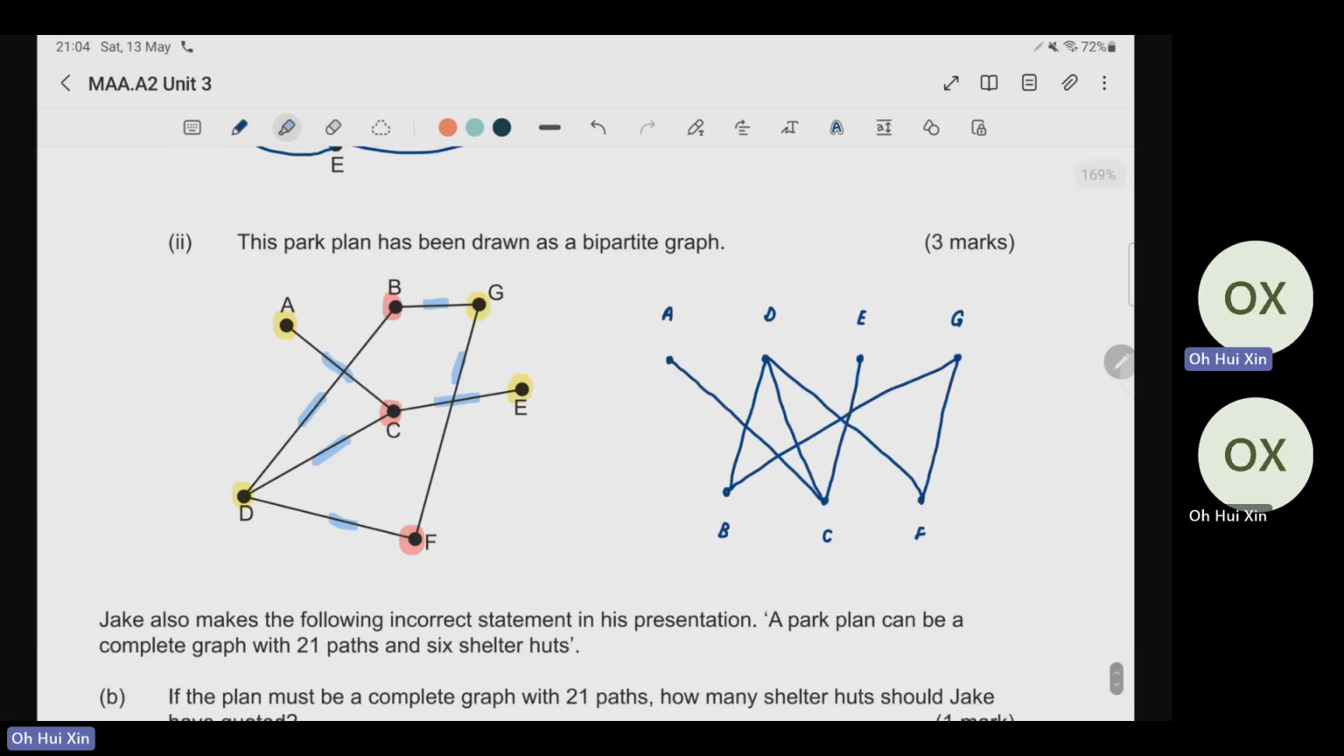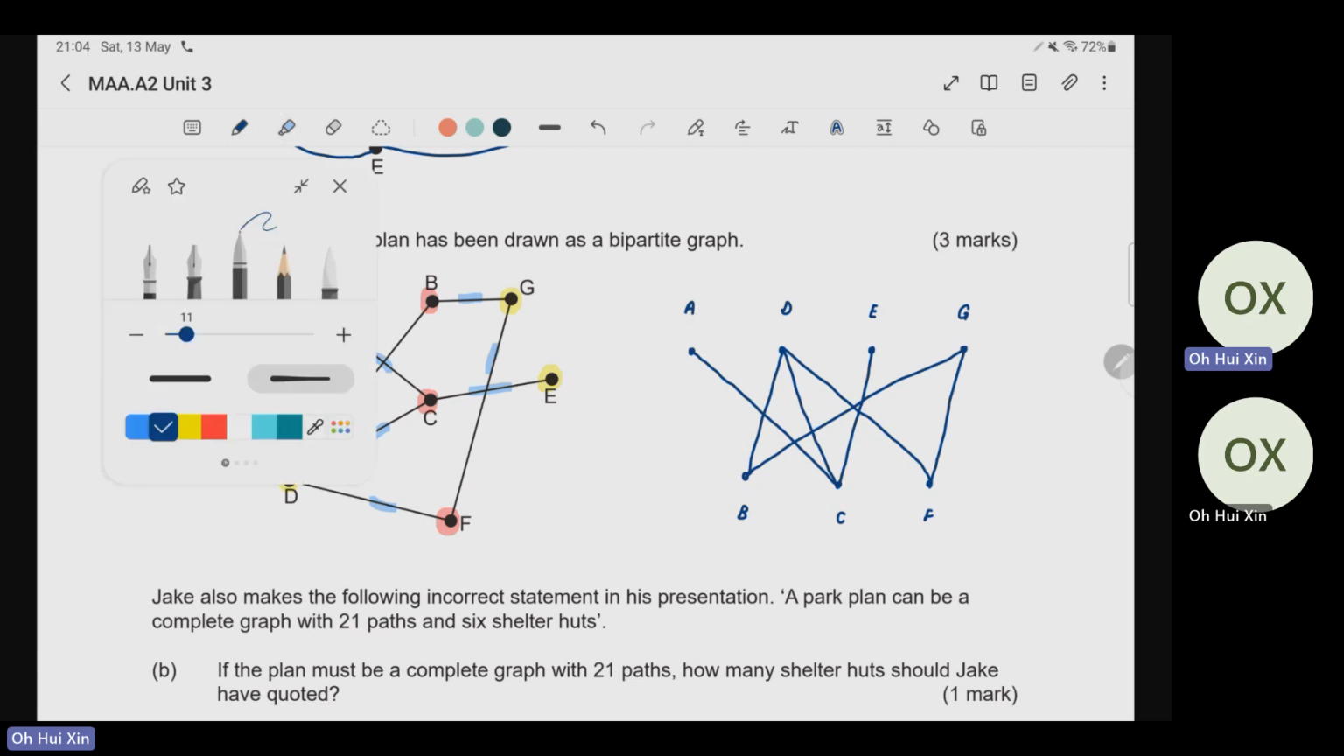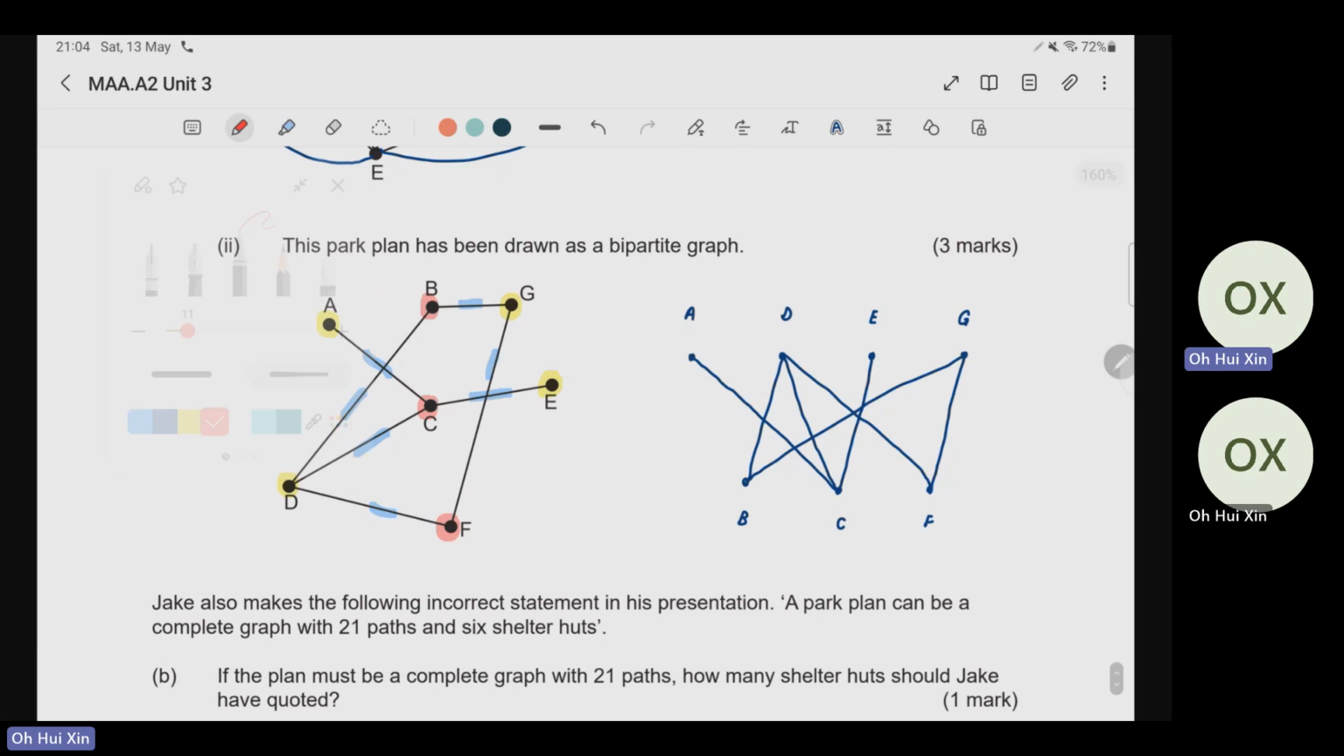Okay, so if you successfully get the two groups, you get 1 mark. So that's why knowing how to do vertex coloring is actually very important, because if you didn't get the 1 mark correct, then it's very hard that you get the other 2 correct. So getting ADEG in one group, BCF in one group, you get 1 mark. Successfully joining at least 4 of the vertices correctly, you get 1 mark. Then everything correct, you get another mark. Okay, so that's how they give the 3 marks.